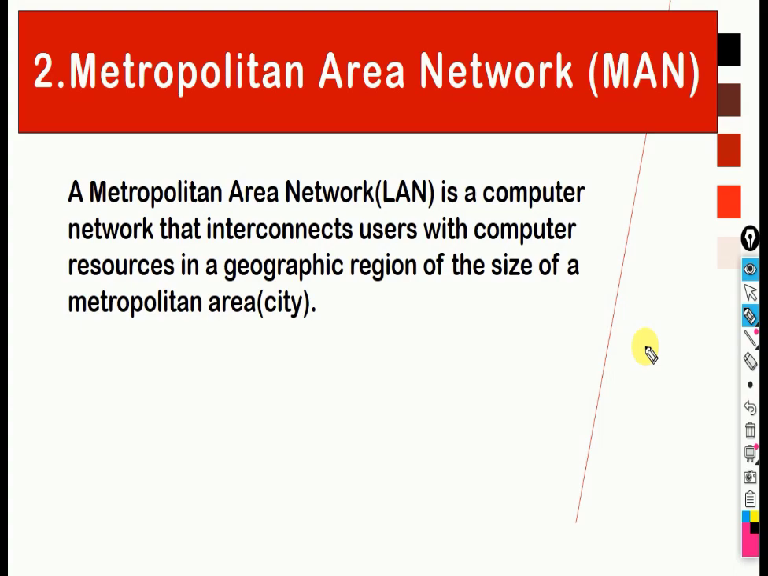Now, we will see metropolitan area network or simply MAN. A metropolitan area network is a computer network that interconnects users or computers in a geographic region. Say there are two branches in a city and these two branches are somehow connected with each other. So this kind of network is called a metropolitan area network. In other words, there are two local area networks, and these two local area networks are connected to each other in a city.